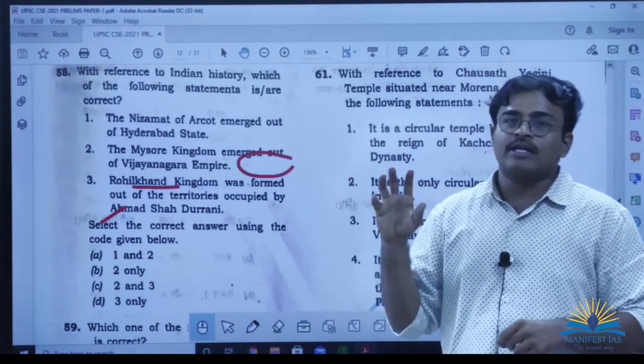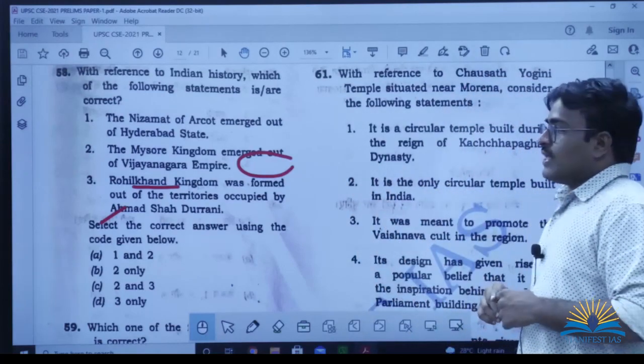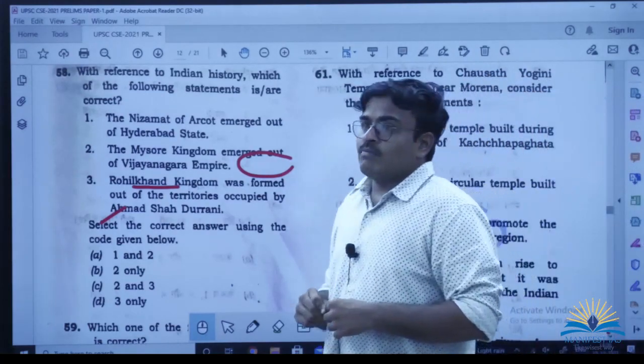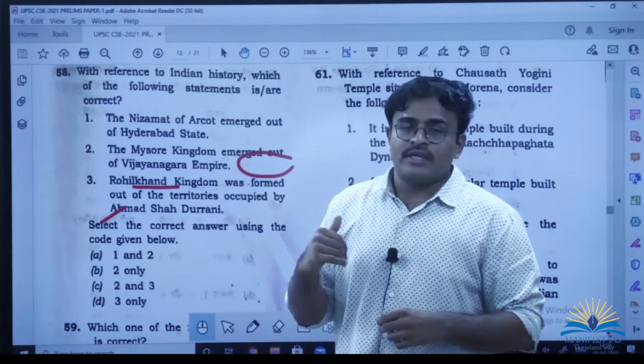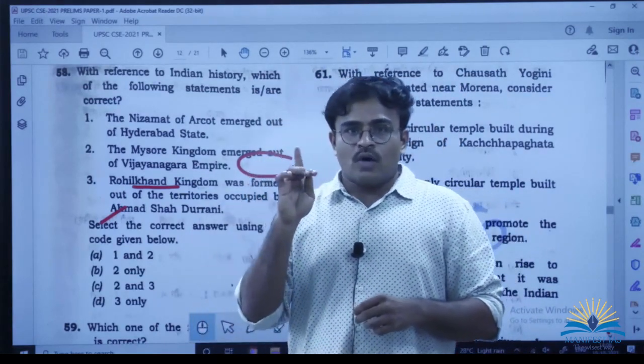It is popularly believed that the design of the Indian Parliament is taken from this same temple at Morena. But apart from Morena, there are circular temples in Khajuraho. In Jammu and Kashmir also there are circular temples. So it is not the only circular temple.